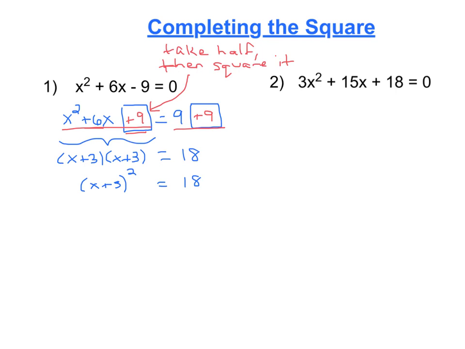So now, our goal is to get the x all by itself. So we're going to have to get rid of the square on the outside of the parentheses. To get rid of a square, you just take the square root of both sides. So the square and the square root cancel off, leaving us with x plus 3.